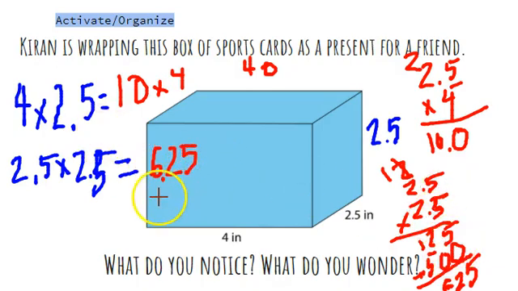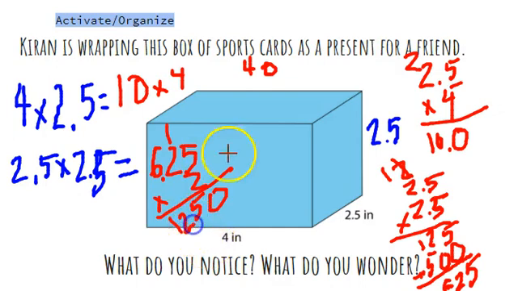I have to double this. That gets me 10, carry the 1. 2 times 2 is 4, plus 1 is 5. 2 times 6 is 12. 2 places to the right, 2 places to the right. So that means I need to add 12 and 5/10 or 50 hundredths.